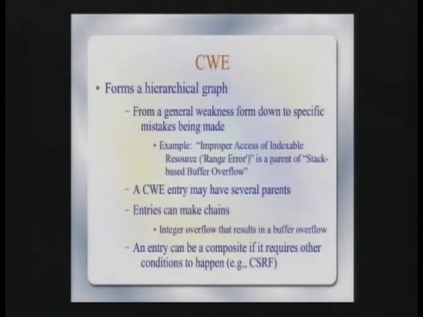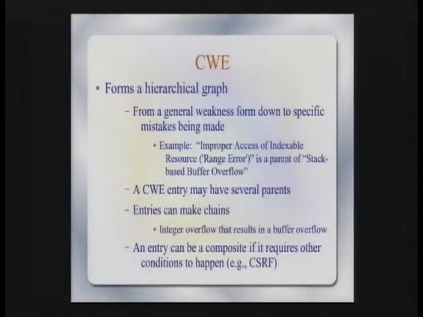So the CWE forms a graph, a hierarchical graph. It goes from very generic issues, and then it spreads out to the more specific ones. It's not a pure tree because an entry can have several parents. Entries can also make chains. You can define that before you can use a specific weakness, there has to be another weakness present.